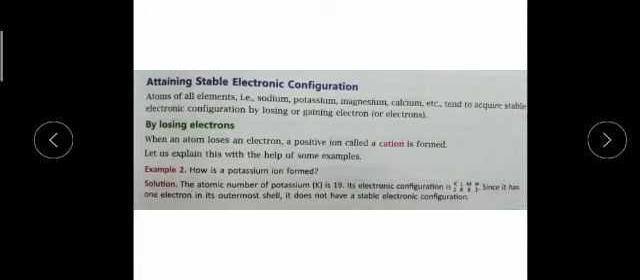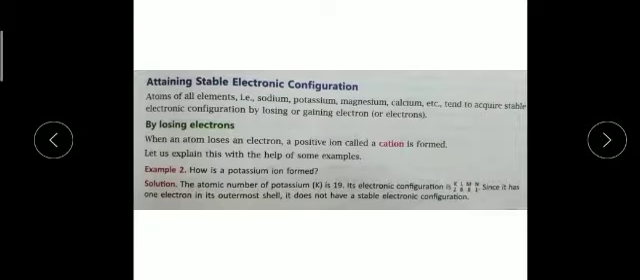And remember this thing: whenever any atom loses an electron, it will attain a positive charge and it will become a cation. So underline this line: when an atom loses an electron, a positive ion is formed, which is called a cation.